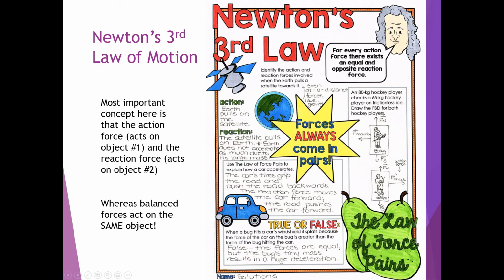Using the law of force pairs, explain how a car accelerates. So the car tires grip the road and push the road backwards, and the reaction force moves the car forward because the road pushes on the car.